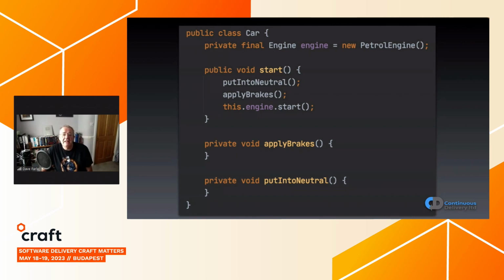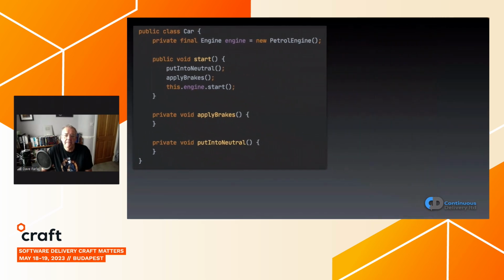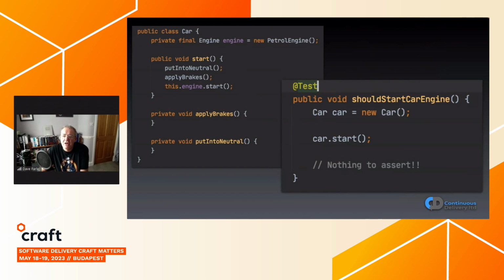So let me give you a little bit of an example of pulling this together and describing what it is that we're talking about. So here's an example of some code. Here's a car, and in this car we've got a petrol engine, and then we've got a start method that's going to put the gears into neutral, apply the brakes, and start the engine. And so let's write a test for this car. So here's my test, should start car engine. We're going to create a new car, and then we're going to start the car, and now there's nothing that we can assert. This code isn't testable at all.